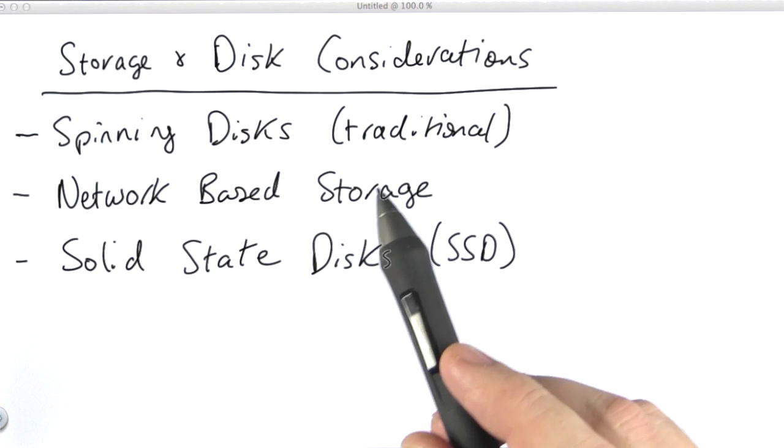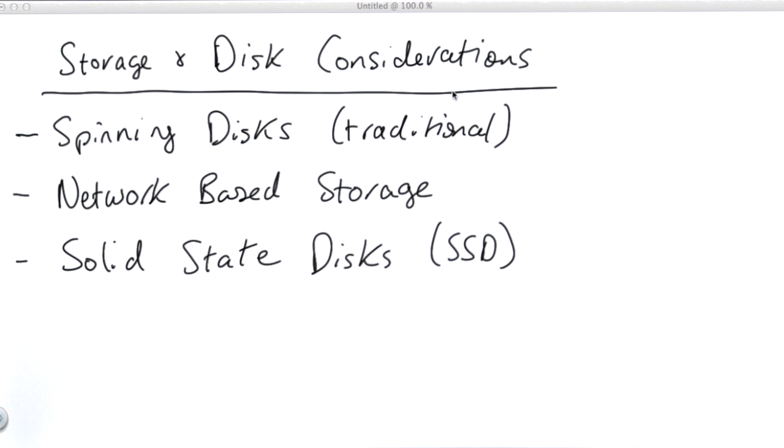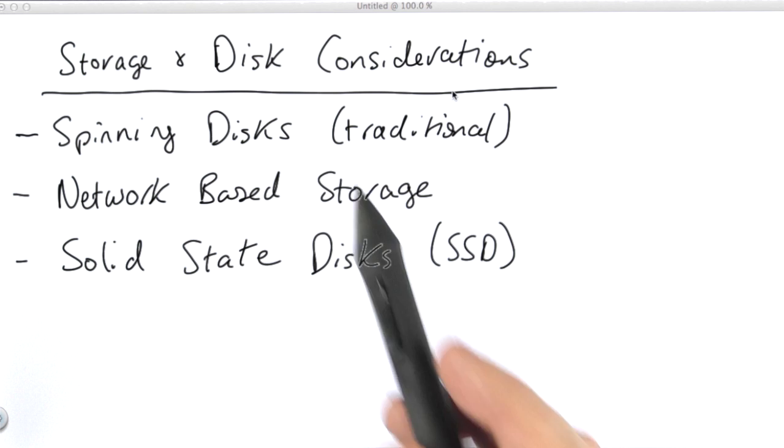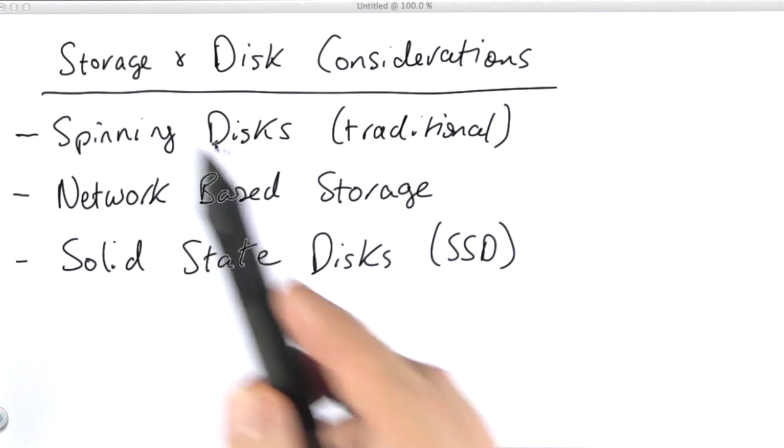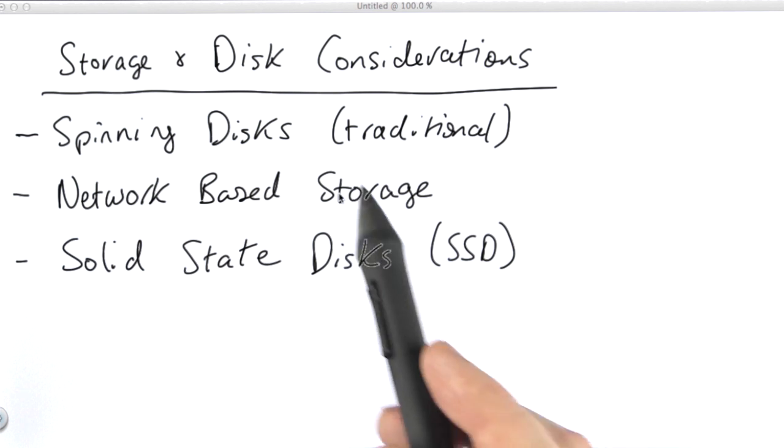Next we're going to talk about storage and disk considerations for MongoDB. Before we get into specifics, we're going to just talk a little bit about some of the basic differences between the sort of three main types that you're going to see.